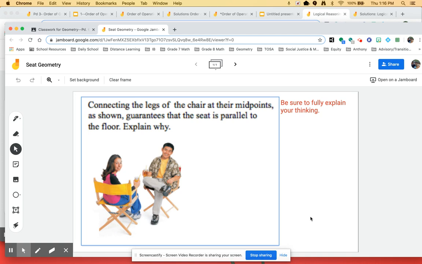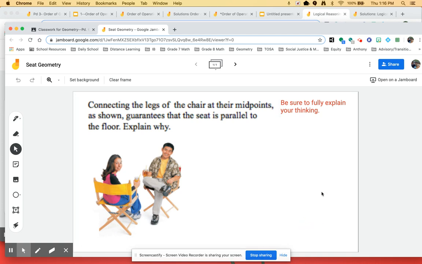I want you to think about what have you learned so far about triangles and their angle relationships and their side lengths and the lines, if there are parallel lines. What guarantees that this seat, this part, is parallel to the floor? Maybe draw it out as shapes. And this is just one problem here, but this is more like kind of like an IB task. So I want to see what you can come up with on this.